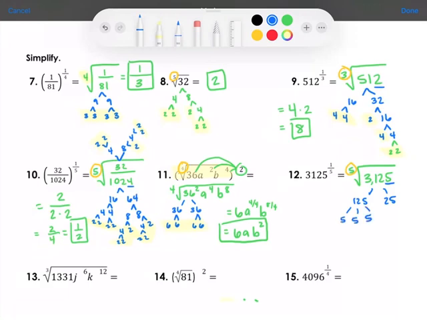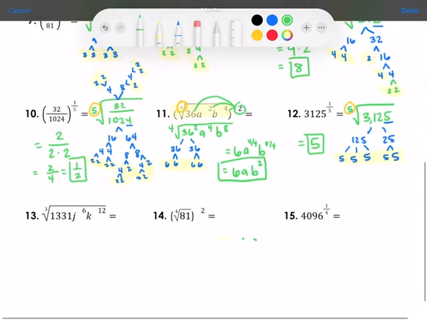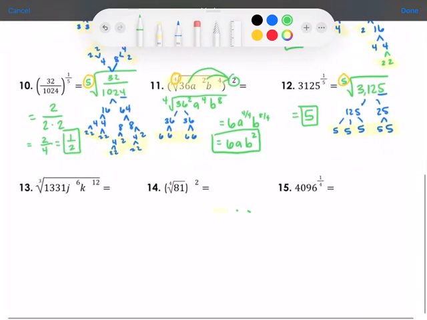And I actually know 125 is a perfect cube, 5 times 5 times 5. And 25 is a perfect square. So there I have my 5 5s. So my answer to this is just 5.